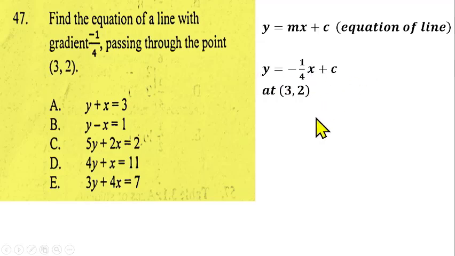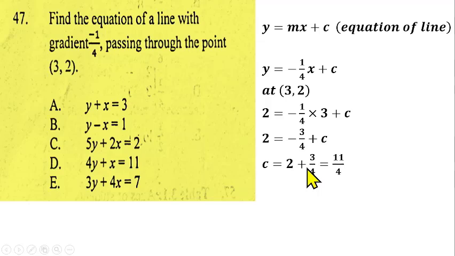If you substitute that here, you have 2 equals minus 1 over 4 times 3 plus c. That should give us minus 3 over 4 here. You have 2 equals minus 3 over 4 plus c. Collect like terms, this comes here. You have c equals 2 plus 3 over 4. Simplify it, that gives us 11 over 4. Then this gives us our c. Return it back into this equation, we have y equals minus 1 over 4 x plus 11 over 4. Then we can look at our options. That means it doesn't have a fraction, so we can multiply through by 4 to clear the fraction. So multiply this by 4, we have 4y.